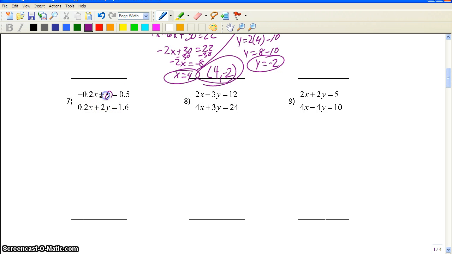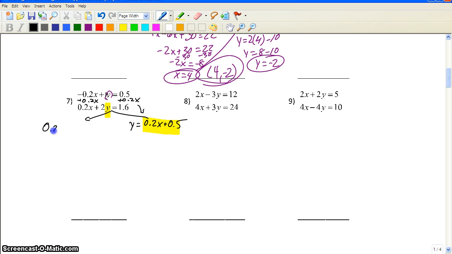I'm going to solve it. I think that's the easiest one to solve for because it's kind of sitting by itself. It's just a 1 out there, so I won't have to divide by anything. So I'm going to add 0.2x, and so we get y equals 0.2x plus 0.5. Now I can't do anything else from there. I can't combine those terms because they are not like terms. I'm going to substitute that into the other equation for y.